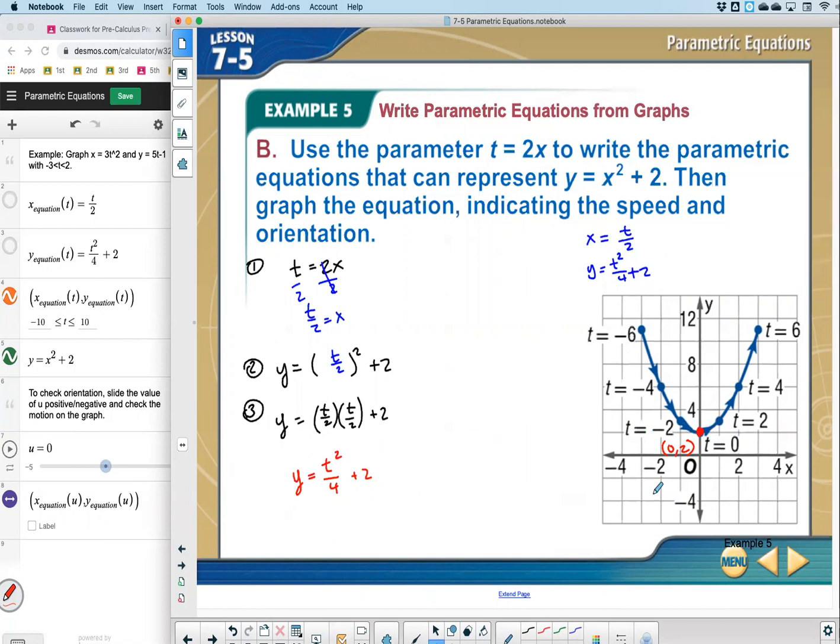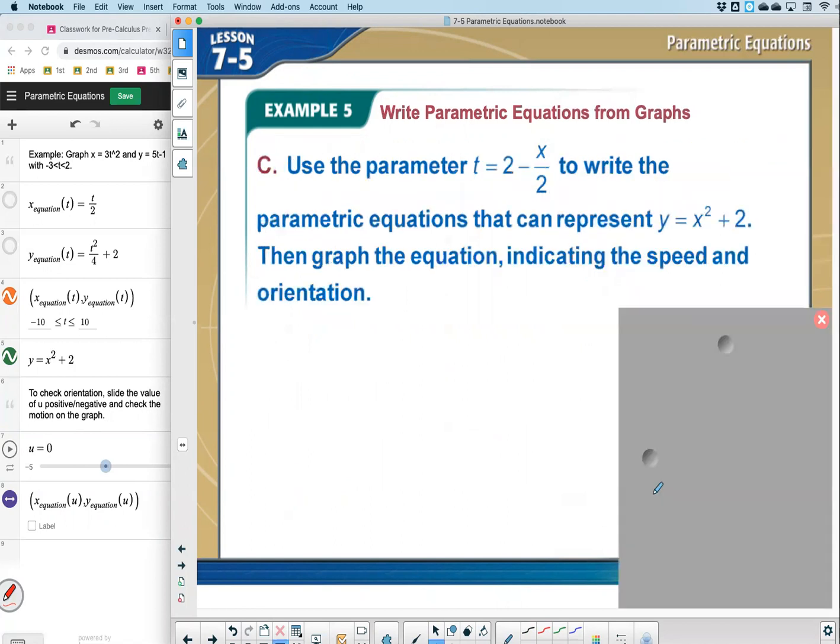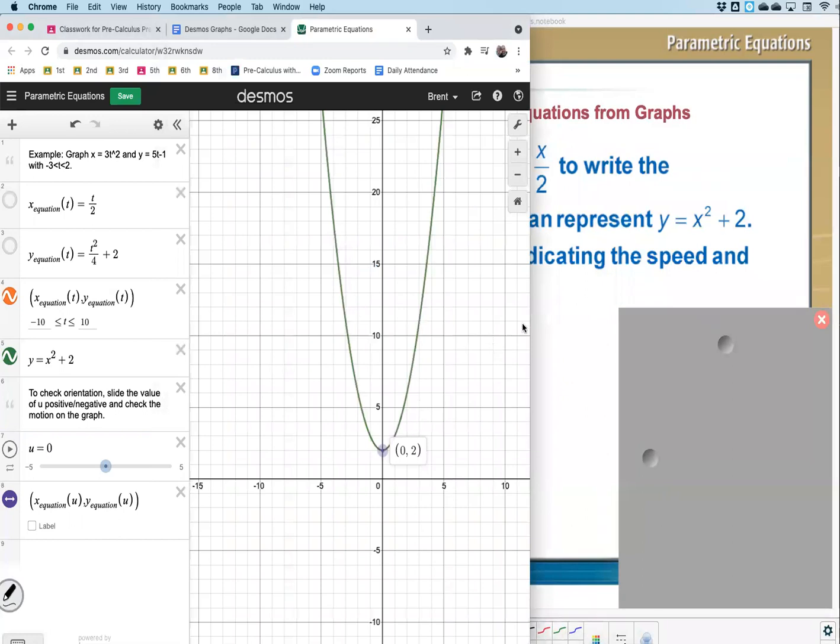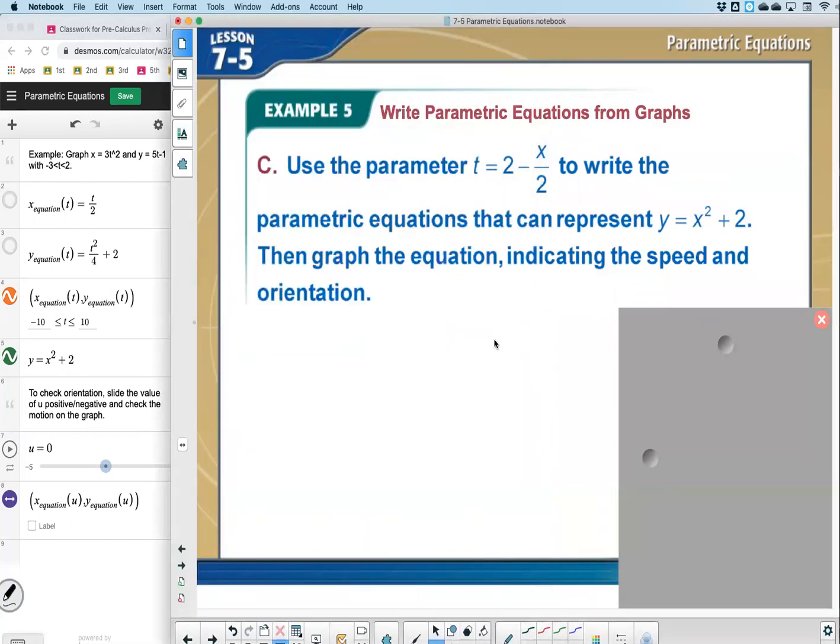I'm going to show you one more of these. Let's look at part C. So again, the same final equation. Whatever happens, my graph should look like the green graph when I'm done here. Step 1 is to solve for what is shared. So we have t equals 2 minus x divided by 2.